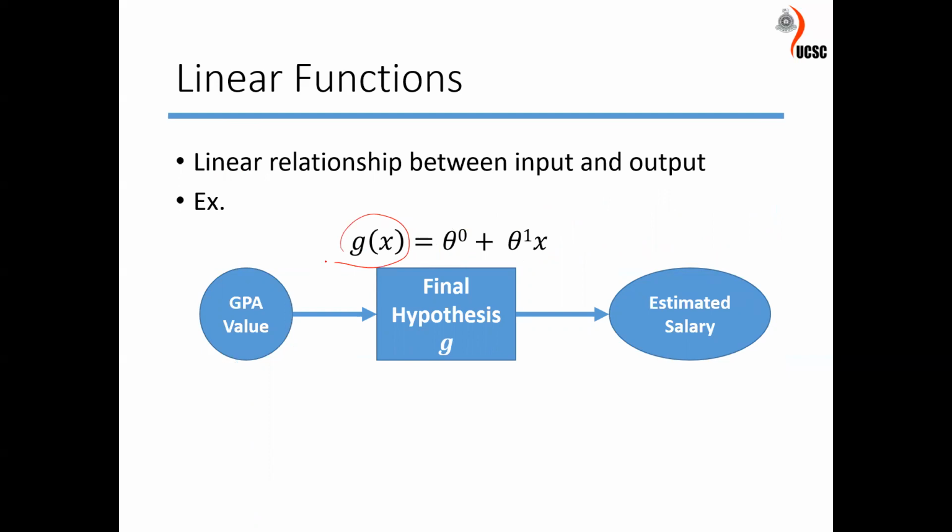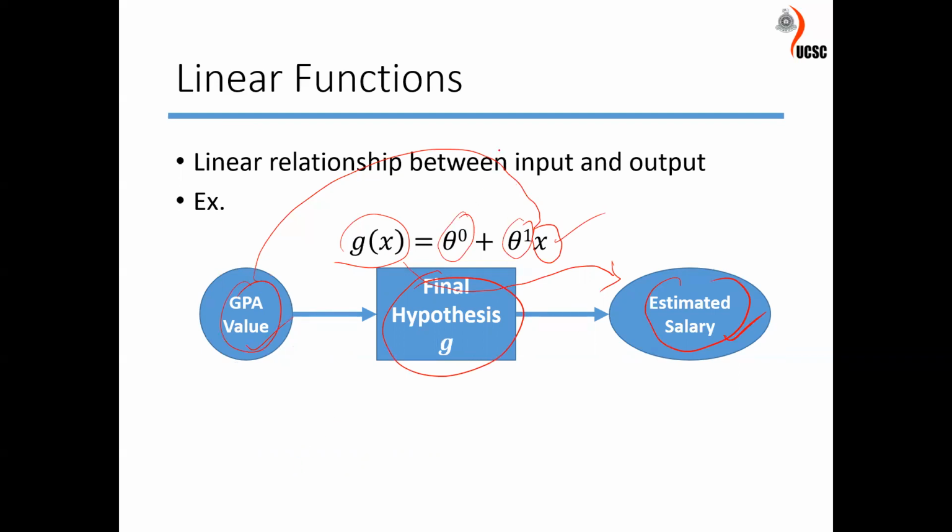g(x) is our final hypothesis. If we feed the GPA value as x, and we know theta 1 and theta naught, then g(x) will predict the estimated salary. So x is the independent variable, the GPA value. Then g(x) gives the expected salary, which is our dependent variable. So if we know the final hypothesis, we can feed the GPA value and find the estimated salary.